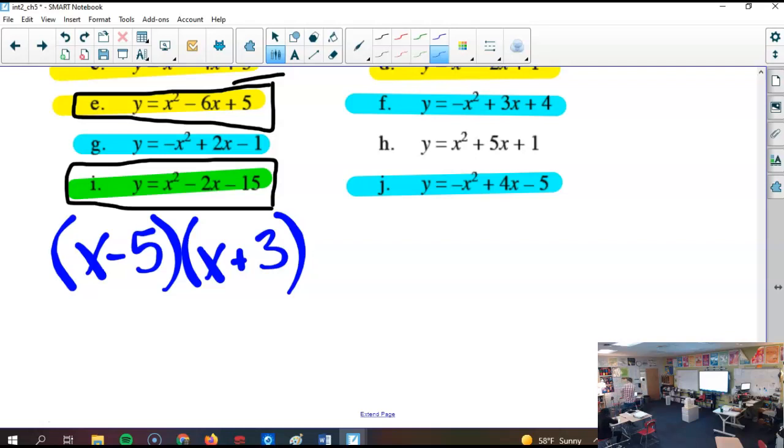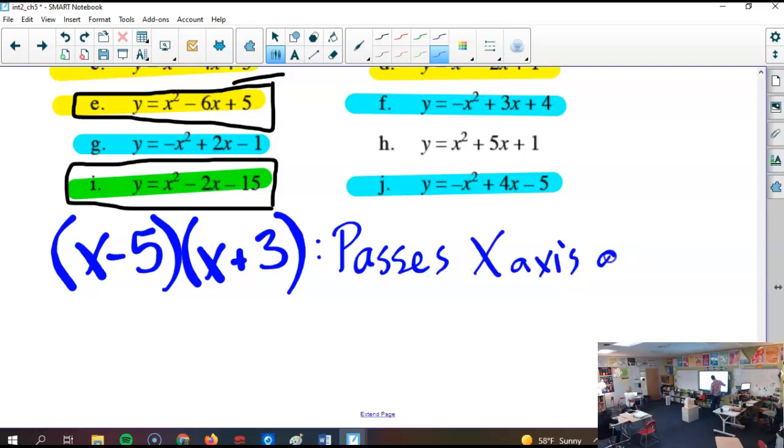But hey, stop with the play. Get out a piece of paper. So we said this passes or goes through the x-axis at x equals -3 and +5.